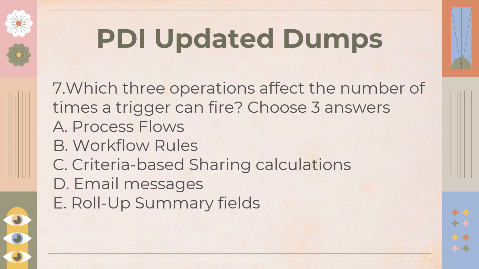7. Which three operations affect the number of times a trigger can fire? Choose three answers. A. Process flows. B. Workflow rules. C. Criteria-based sharing calculations. D. Email messages. E. Roll-up summary fields.